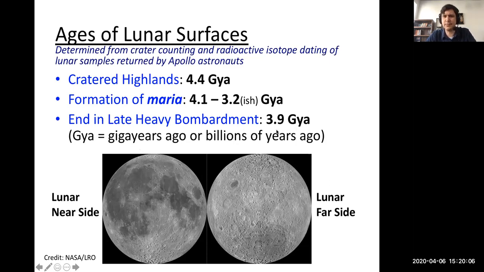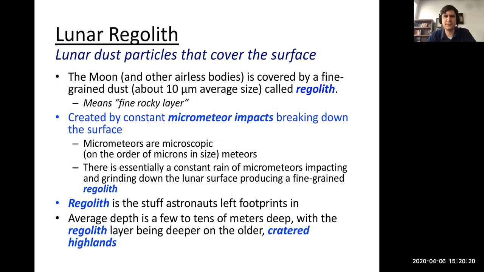Notice that these numbers overlap. That is not a coincidence. Those two ideas are going to be linked together. So now we have a way of determining ages of the surface, which is going to be critical to understanding the evolution of planetary surfaces.